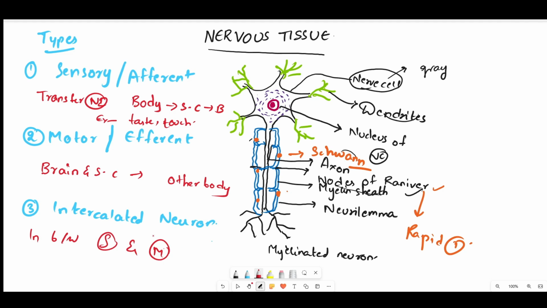Whenever you talk about nervous tissue or a nerve cell, there is one important term you need to remember, which is the synapse. It is present at the junction between two nerve cells.